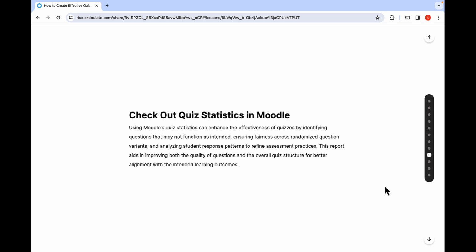By examining these statistics, educators can identify questions that may be too easy or too difficult, as well as those that effectively differentiate between high and low performers. This data-driven approach allows for informed adjustments to quizzes, ensuring they are fair, challenging, and aligned with the learning objectives.